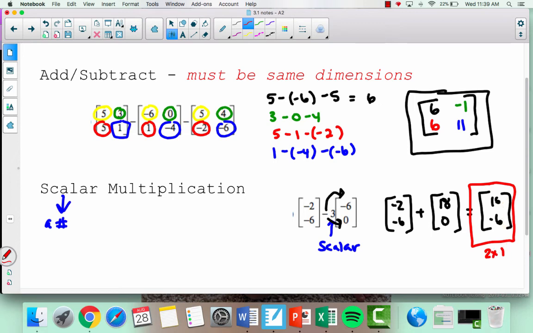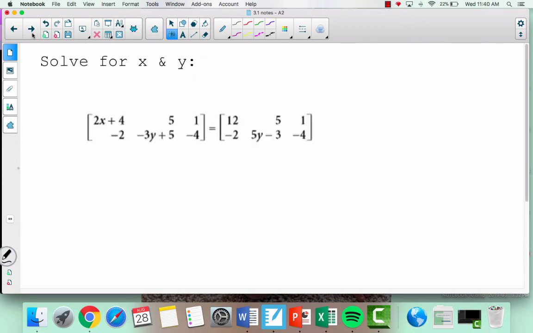So if you have any questions about addition or subtraction or how to complete scalar multiplication, let me know. But you're going to have quite a few practice problems where you can make sure you're on the right track. The only other thing in this section is going to be using our elements to solve for missing variables.